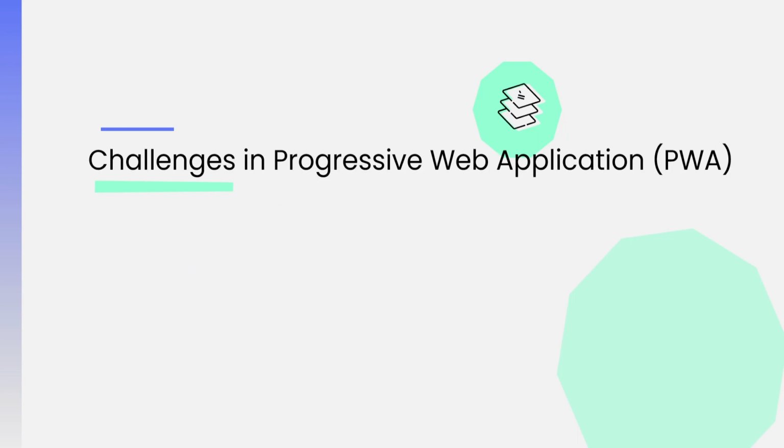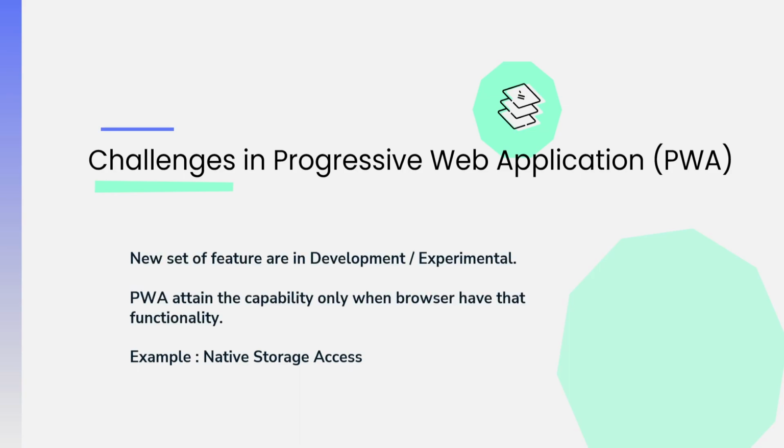The challenges in progressive web applications. There are also a few challenges in the PWA. Some features are experimental and still in development, like media access control and local storage file system access. Those are very new features, and they work completely in only some browsers, and currently they are in the experimental phase.